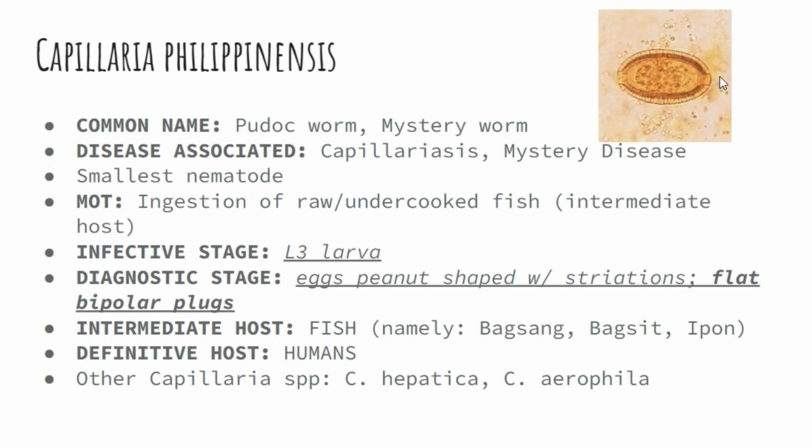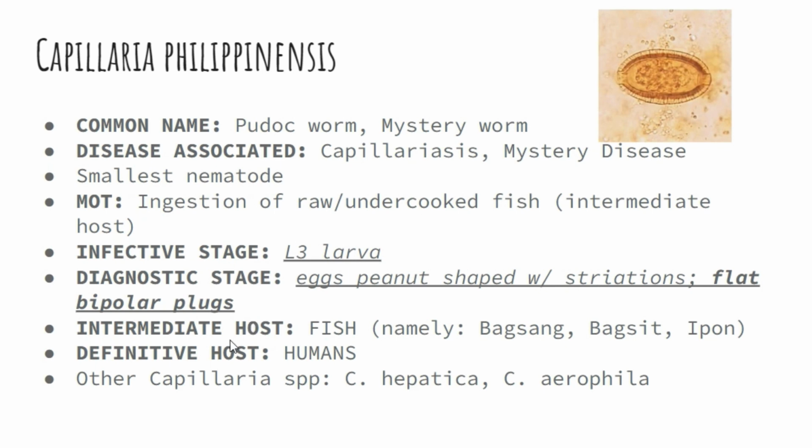Ito po yun, yung nasa screen. Eggs, peanut shape, mukha po siyang peanuts. With striations po, ito po yun sa gilid. And has a flat bipolar plug. Kanina po, na-discuss natin ang Trichuris trichiura na prominent bipolar plug. For the Capillaria, it is a flat bipolar plug. Meron din po siyang plugs dito sa kanyang gilid, kaso po it is flattened. Hindi po siya yung prominent.